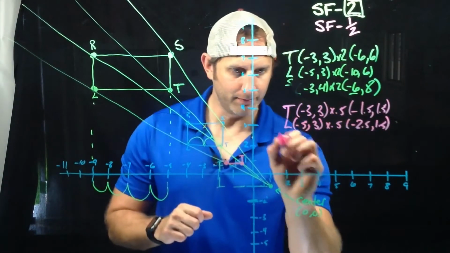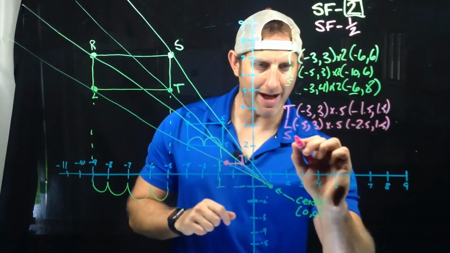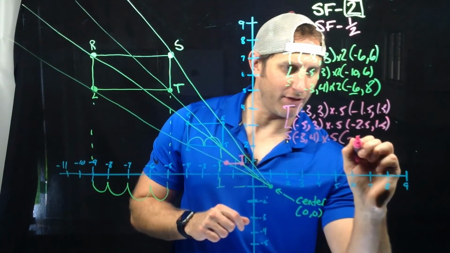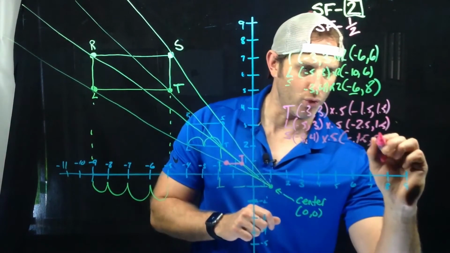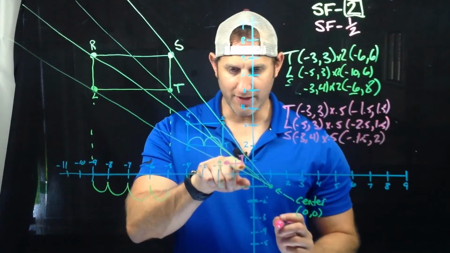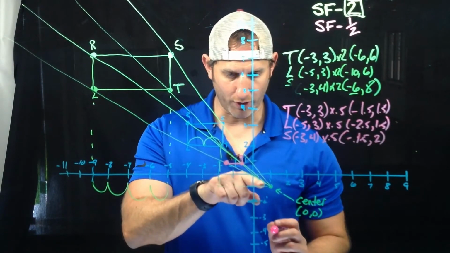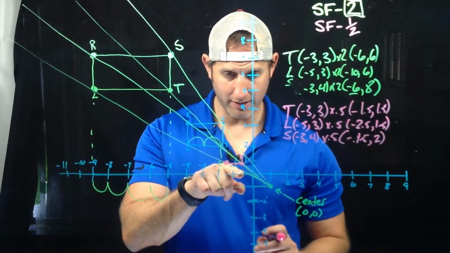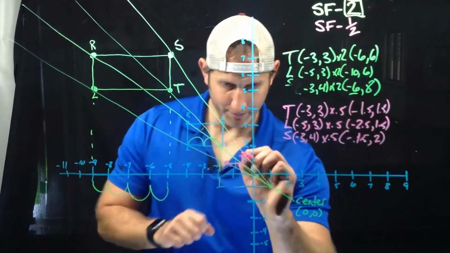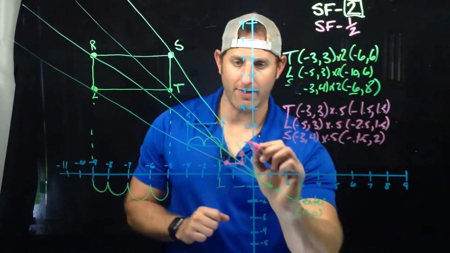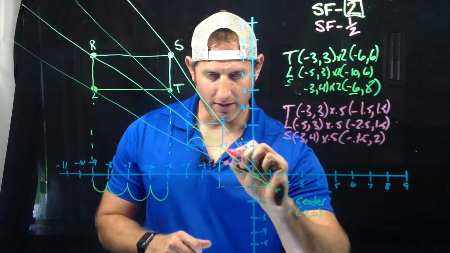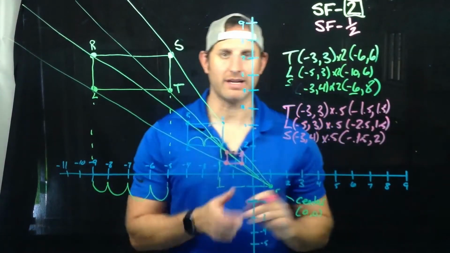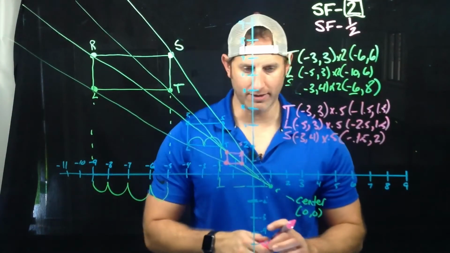See the same with S. S was originally negative 3, 4. Let's halve it. We are over negative 1.5, and we are up 2. It's going to fall on this line with T, so we're going to go over 1.5 and up 2. And that becomes S. And then obviously you can see here that if I just put this here, this is now going to be half the size of what my original one was.